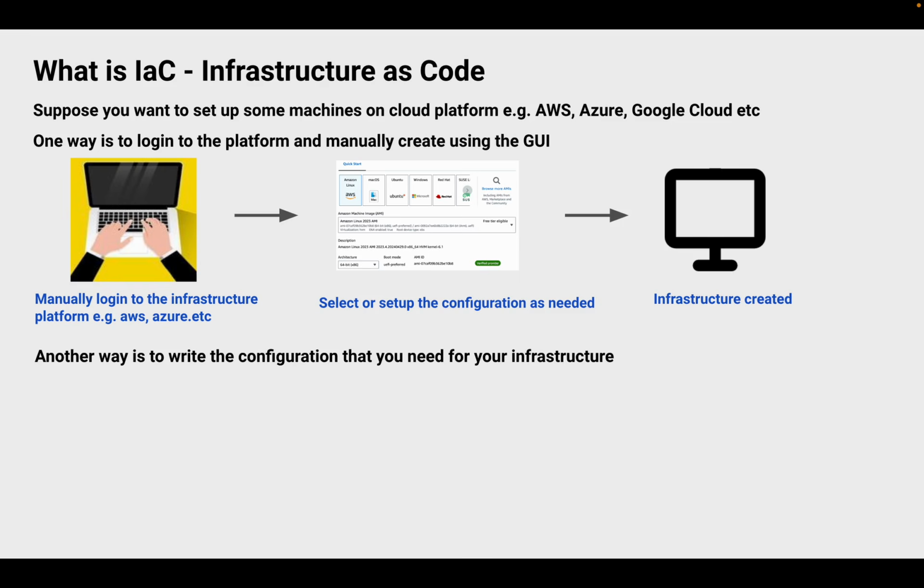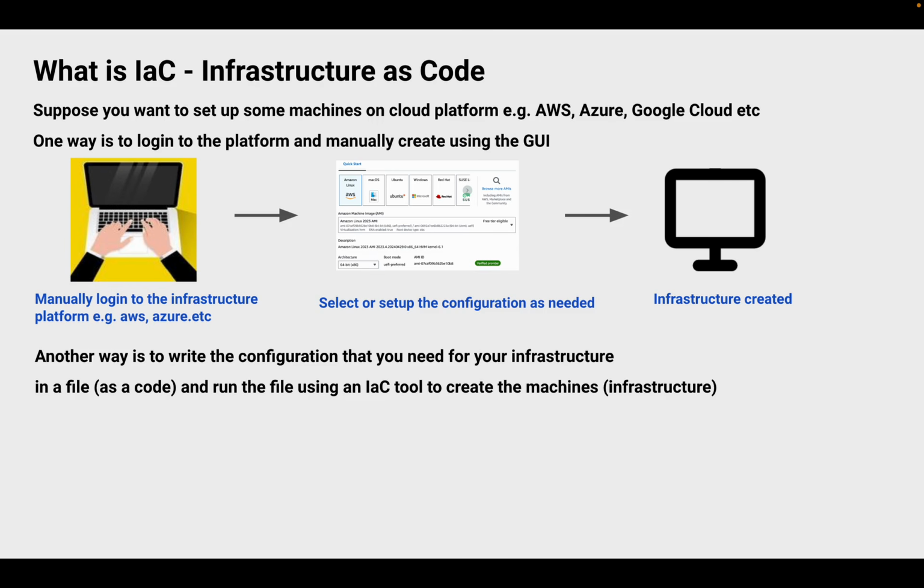project. Now another way to do this is we can also write all our infrastructure needs in a file which can be called as a configuration file, and then we can run this file using some IAC tool or infrastructure as code tool like Terraform, and that will take care of all the provisioning of our machines, databases, and setting up the entire infrastructure we need for our project.